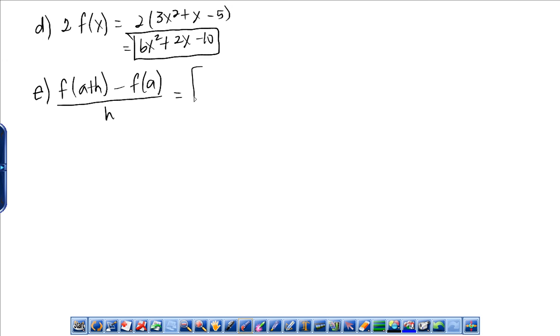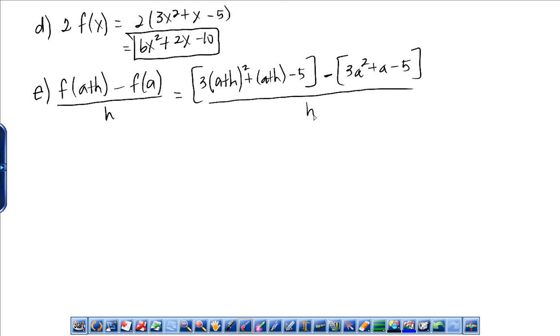I'm going to use brackets to help you out here. So this is going to be a 3 parenthesis, plug in an a plus h into your x value, square it, plus an a plus h minus 5. So I'm plugging in an a plus h into that first function equation. Now I'm going to subtract plugging in an a. Okay, I'm going to divide all of that by the letter h.